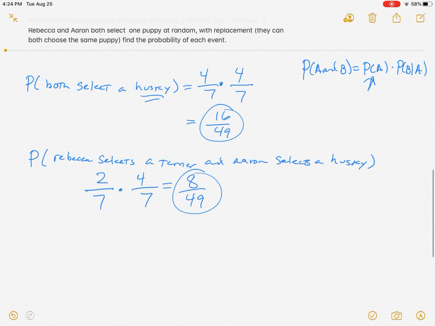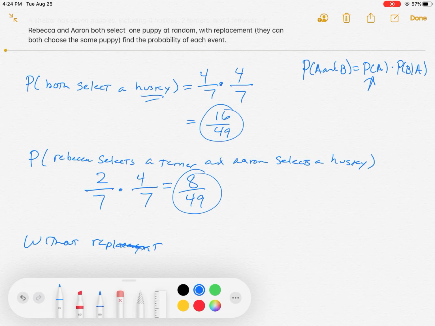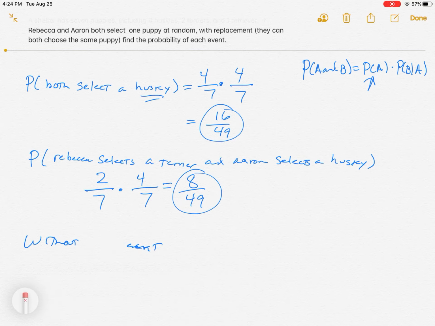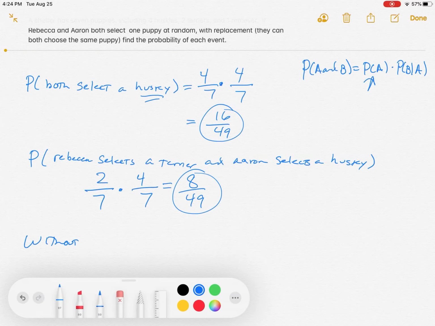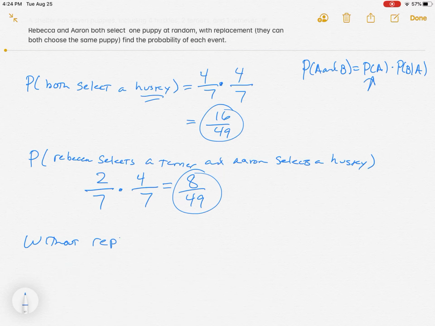So the other thing that they could do, and it's in the next block of problems, is they say without replacement. So this is the situation that's more normal. It's more normal for events to happen without replacement. So it's more normal for Aaron and Rebecca to talk and allow one of them to choose first. So maybe they talk and they say, hey, Rebecca, why don't you choose first and I'll take what's left.